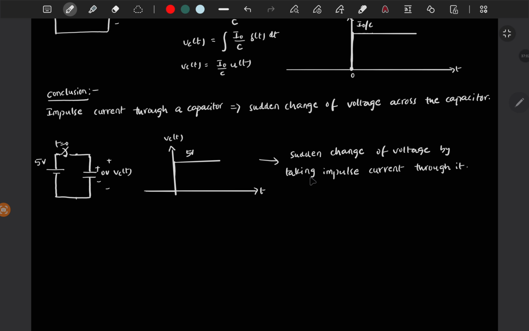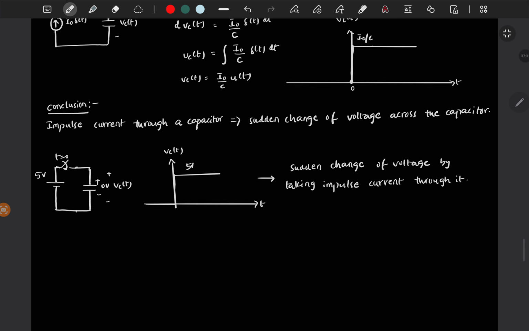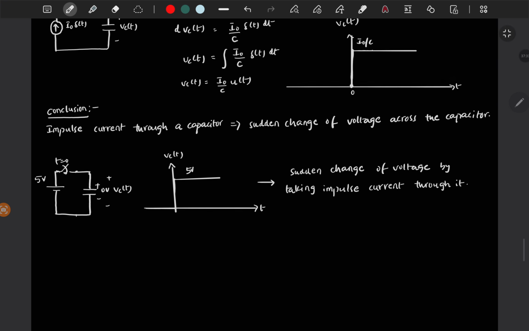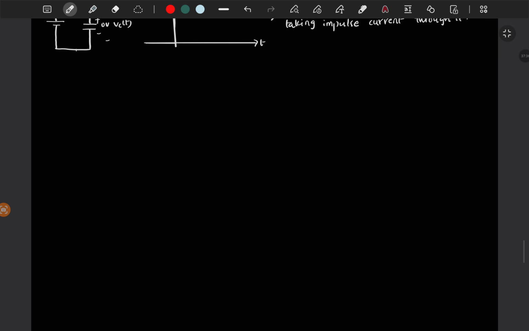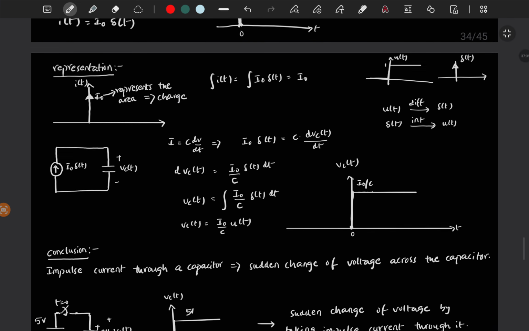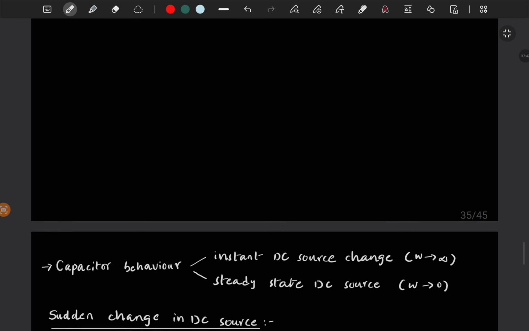So for any practical capacitor, there should be a voltage limit, a current limit. So that's why practically you should not apply a voltage source directly across the capacitor, otherwise it may damage, because for a very short duration there will be very high current flowing through the capacitor. That's why you always have to charge the capacitor through a resistor in series. And yeah, that's about the impulse current through the capacitor.